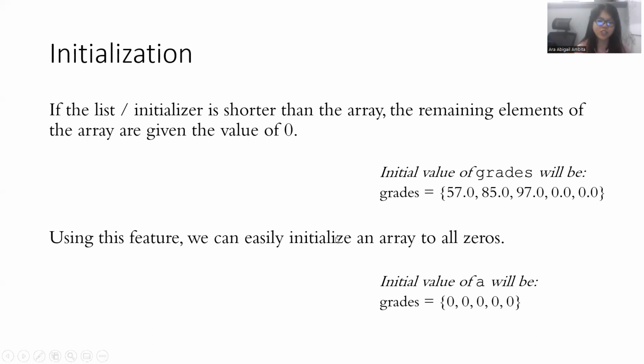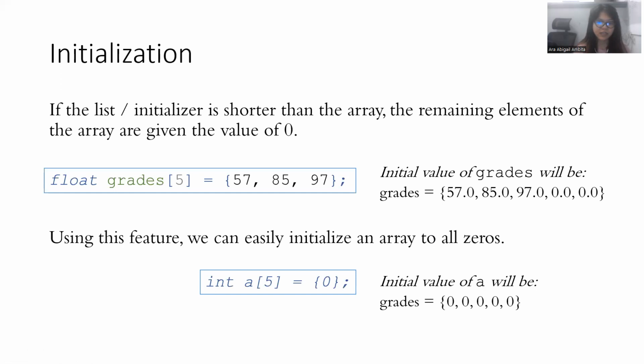Okay, so using this feature, we can easily initialize an array to all zeros. So the initial value of A will be grade 0, 0, etc. Here again, sorry, this should have been the lines of code for this final rendered output. So 57, 85, and 97 are the only initialization. So we only have 3 values for grades with a length of 5. So the rest will be 0.